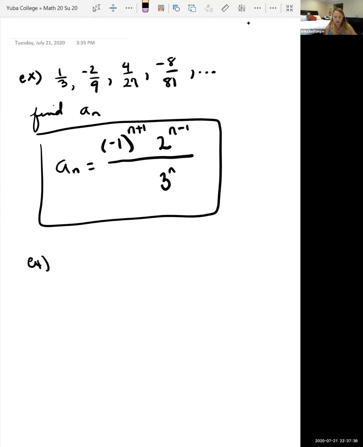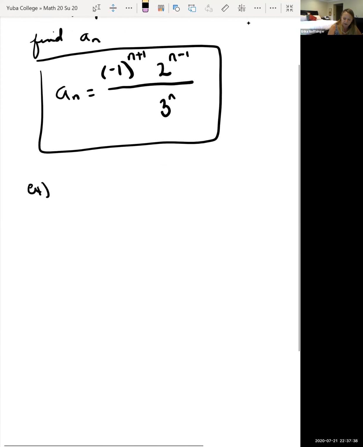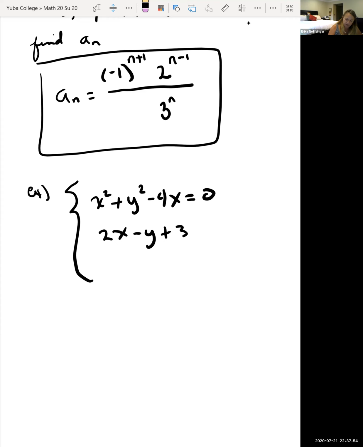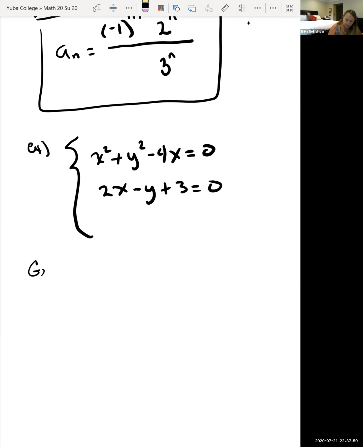So the next question gave you a non-linear system: x squared plus y squared minus 4x equals 0, and 2x minus y plus 3 is equal to 0. It said to graph the system and solve algebraically.